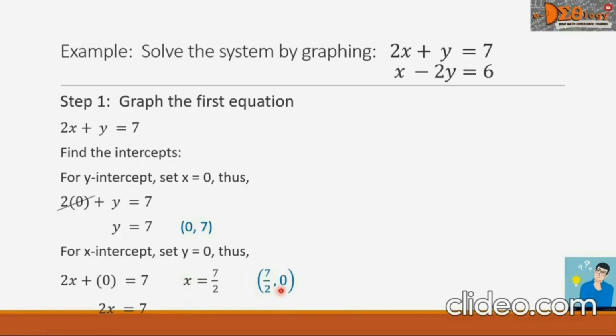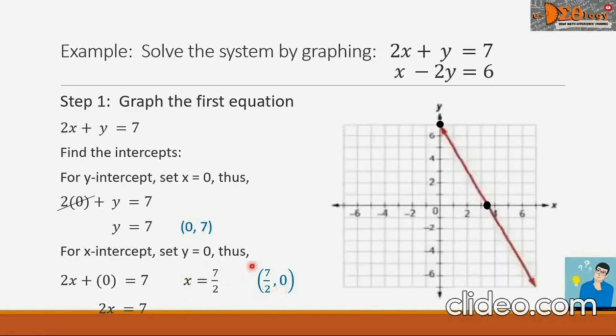Now, let us draw the line. Let us plot the intercepts. The x-intercept is the point where the line touches the x-axis, so the point (7/2, 0) is this point. While the point (0, 7) is the y-intercept, the point where the line touches the y-axis, and this is the point. Then let us connect these 2 points by a line. So this line here is the graph of the first equation.